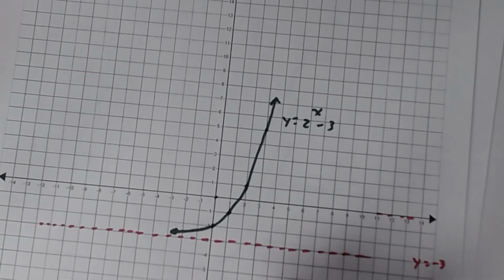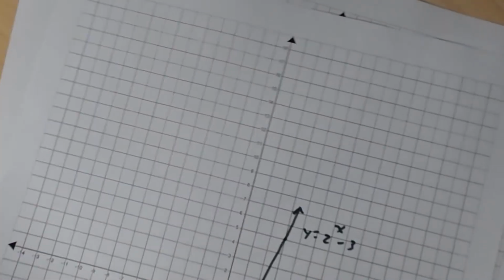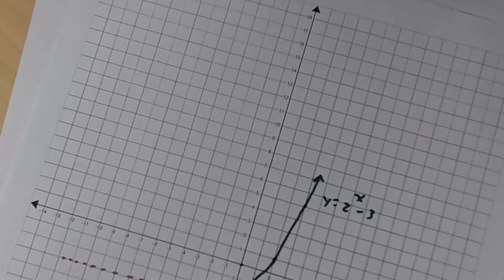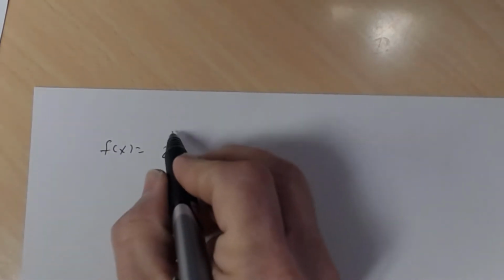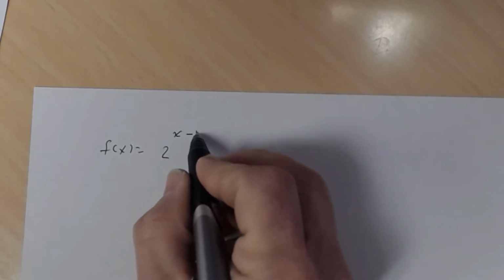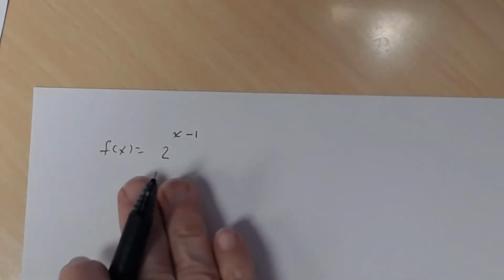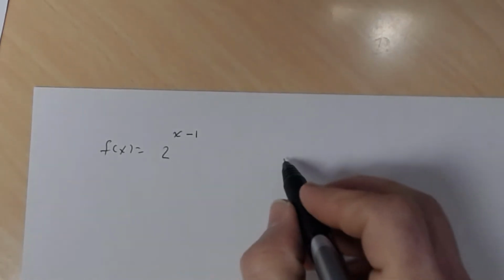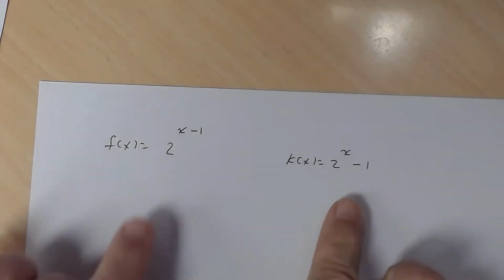All right, so let's look at this. Suppose you want to graph this function. f of x equals 2 to the x minus 1. 2 to the x minus 1. Now don't confuse this with this. Let's say k of x equals 2 to the x, minus 1. Those are two different functions.